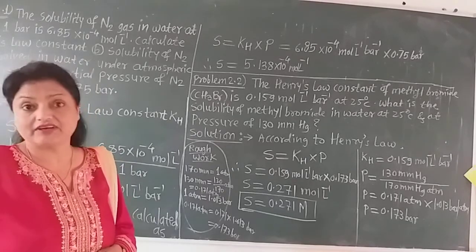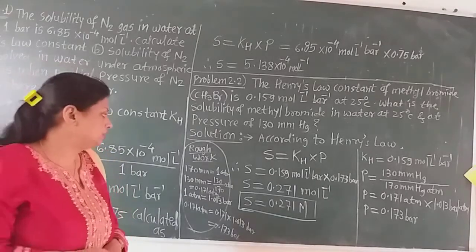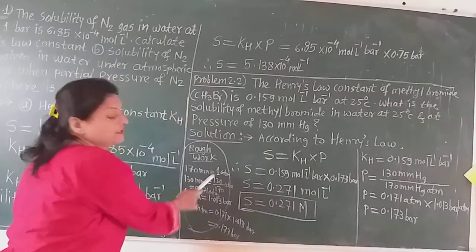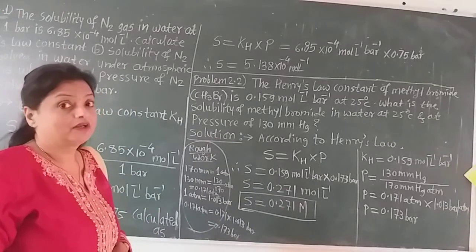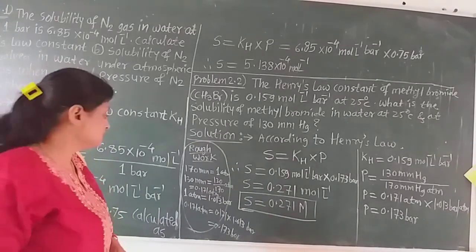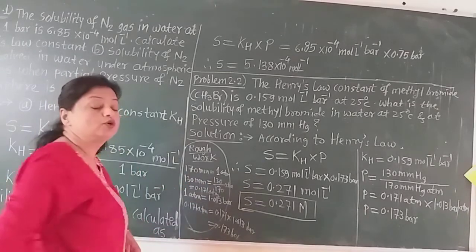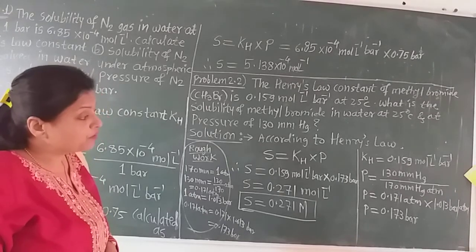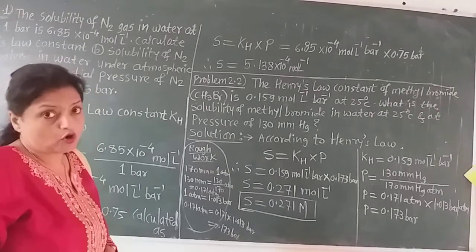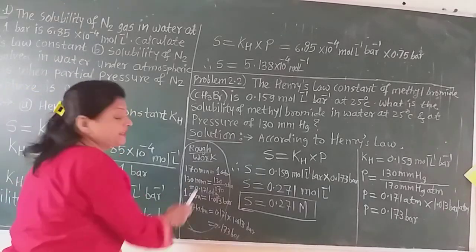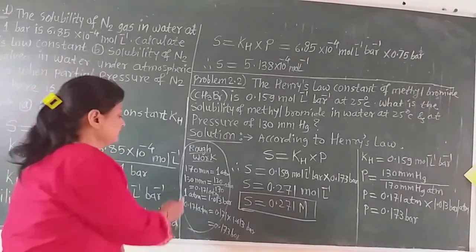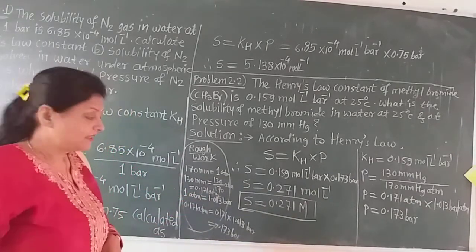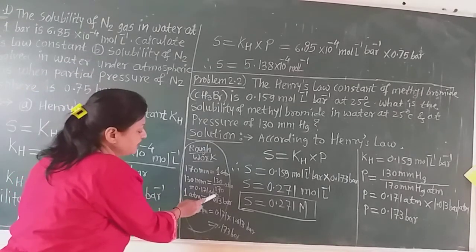Now how it is converted, let us see first. This is the rough work I write here. 170 mm is equal to 1 atmosphere in 11th standard. I told you about that, 170 mm of Hg is equal to 1 atm pressure. So they have given us 130 mm of Hg. 130 mm of Hg means how many atmosphere? That is the cross multiplication. 130 into 1 divided by 170, and that is equal to 0.171 atm.